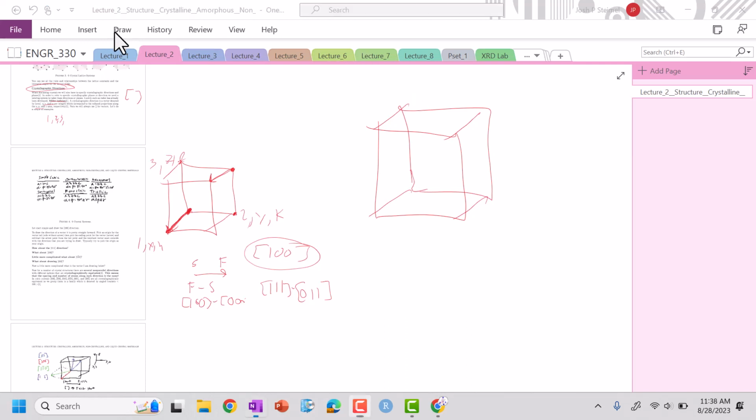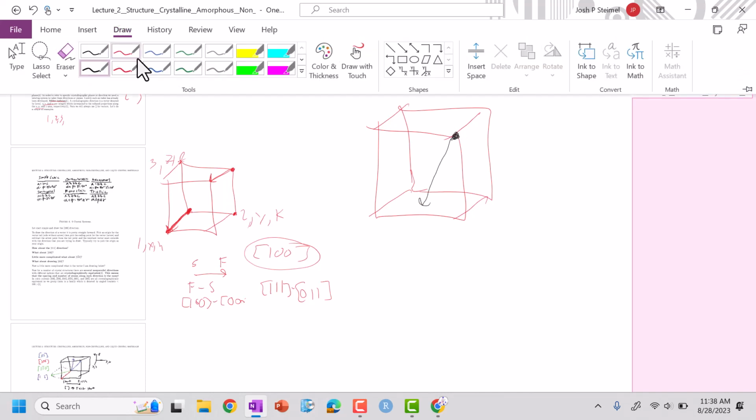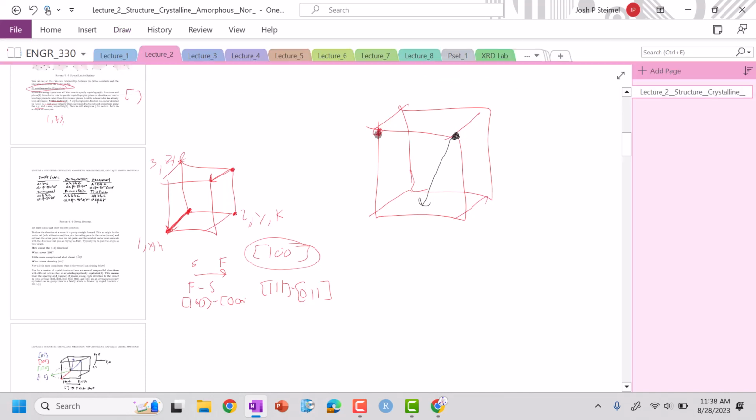So let's do some identification. I'm going to draw using some different colors. I'm going to go from here to here, from here to here, and let's do 4, from here to here. And then finally, let's go from here to here. All right, so let's figure out these directions.